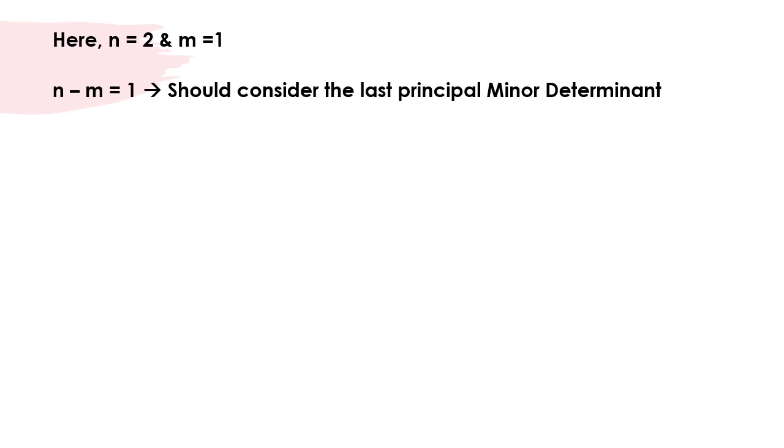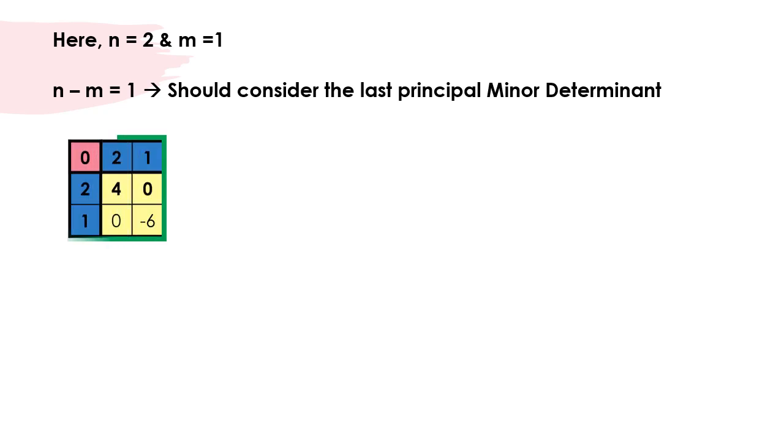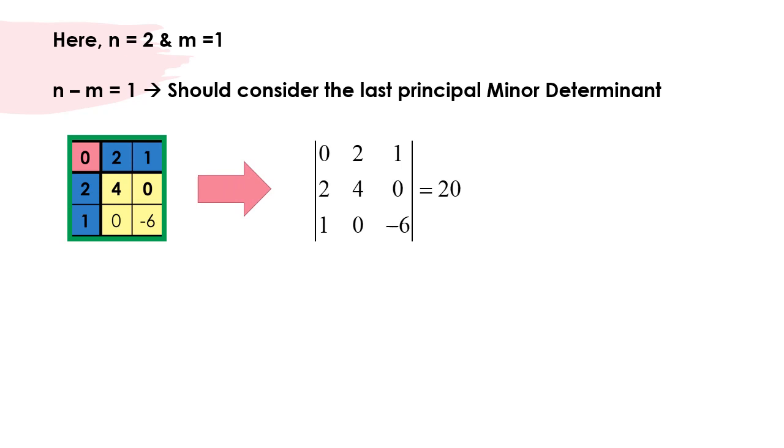Here for the bordered Hessian matrix, my n is 2 and m is 1. So my n minus m is equal to 1. So I have to consider the last principal minor determinant. My last principal minor determinant is the entire matrix. If I find the determinant for this entire matrix, I am getting 20, which means it is a positive value.